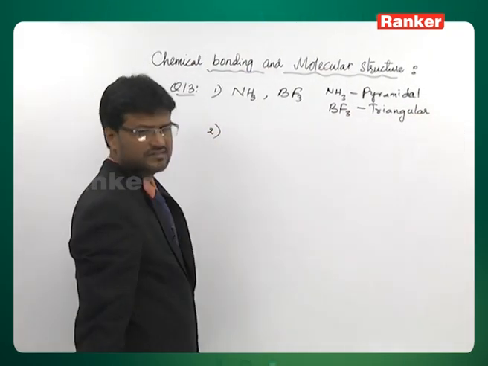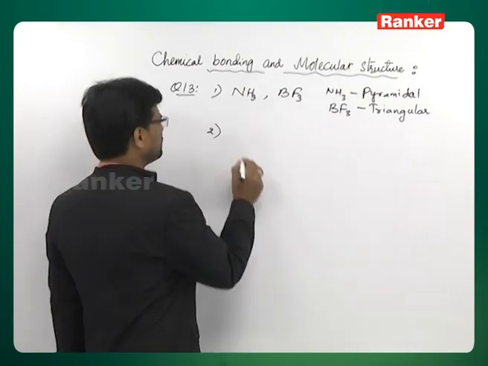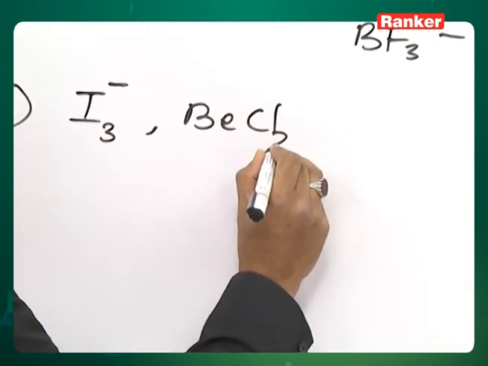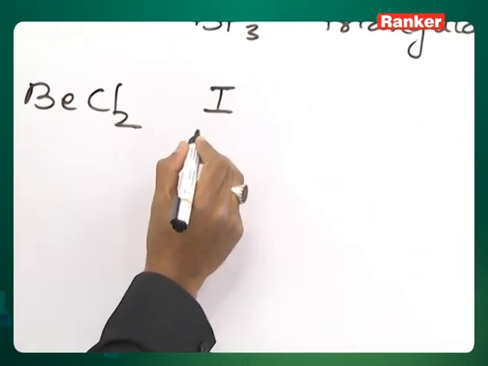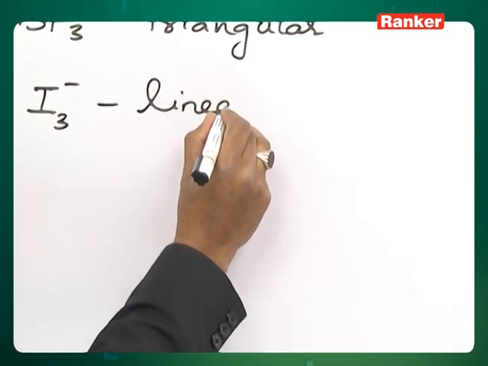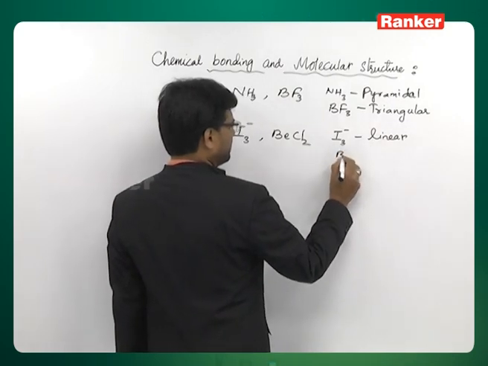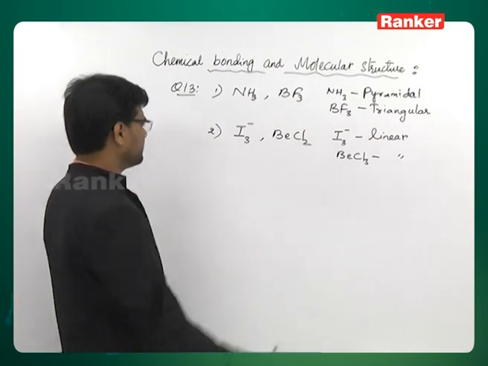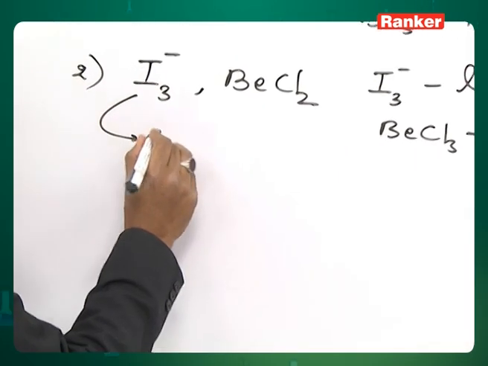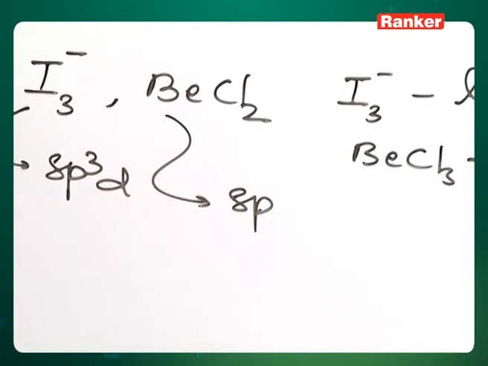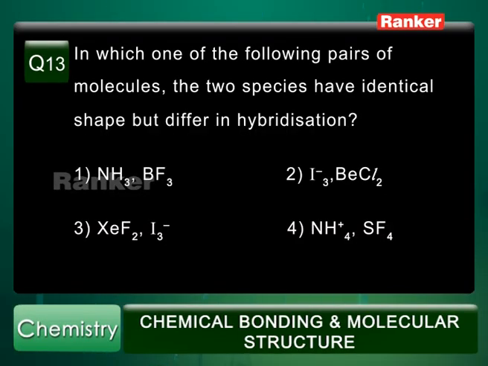Second option is I3 minus and BeCl2. Both are linear. I3 minus and BeCl2 both are linear. But then we need to check hybridization. In I3 minus, hybridization is sp3d, whereas in BeCl2 it is sp hybridization. So, they have the same structure but differ in hybridization. So, the correct answer must be the second option.